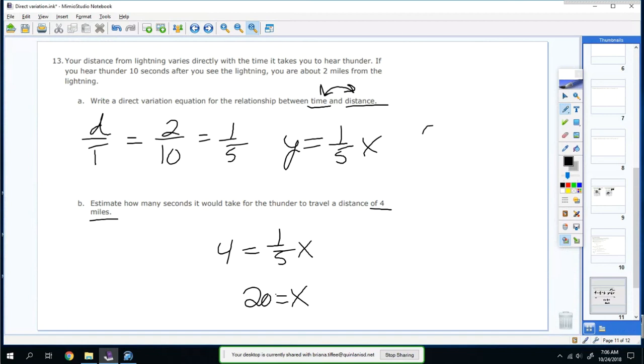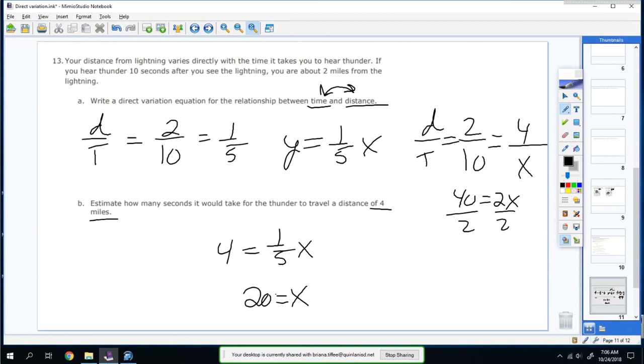You can also set up a proportion, 10 over 2, and then the distance is 4 miles over x. So you get 40 is equal to 2x, and you divide by 2, and you get 20. So you get the same answer, but generally I like my time to be independent. I guess in this scenario the distance is dependent upon the time, but in a lot of situations, time is x.